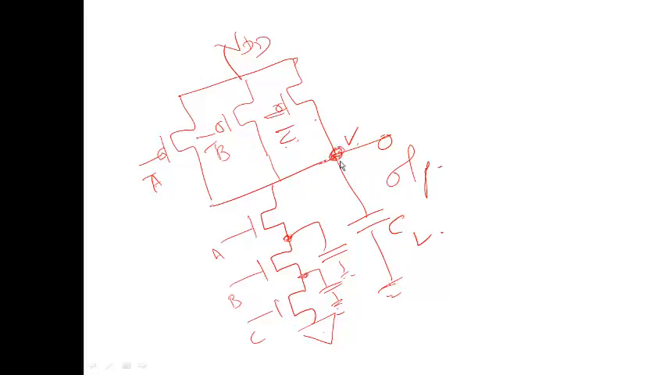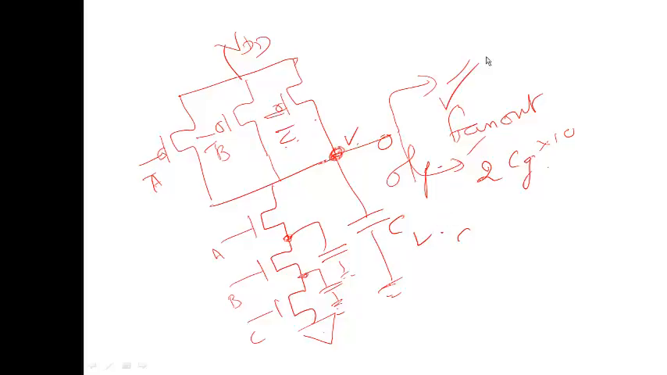This CL can be due to the fan out. Whatever the number of fan out devices I connect, assuming the CG of both the PMOS and NMOS are equal, I may have 2 CG if I connect only one inverter, or 20 CG if I connect 10 inverters. So that is how you define the fan out, the capacitance due to the fan out.